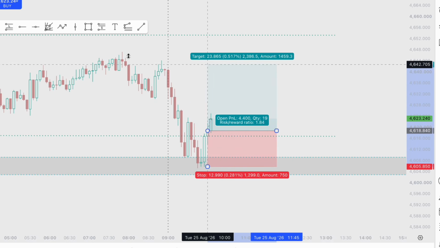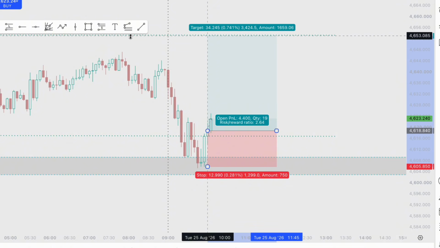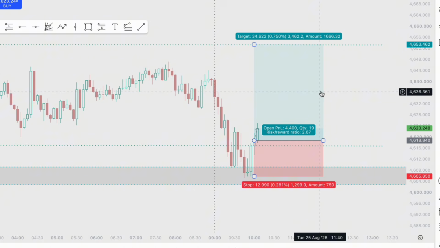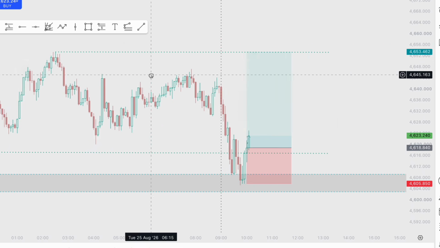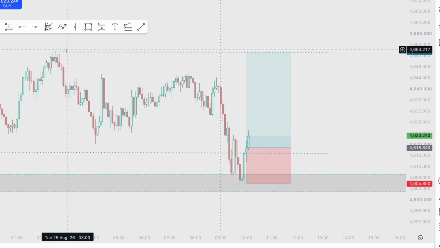So I'm going to take my entry the moment we close back through those highs with stops at the lows, and then the target is going to be opposing end liquidity, which is all the way up there, right? That was where London made its highs. That was the high of the range. The New York manipulation, that's going to be the target.